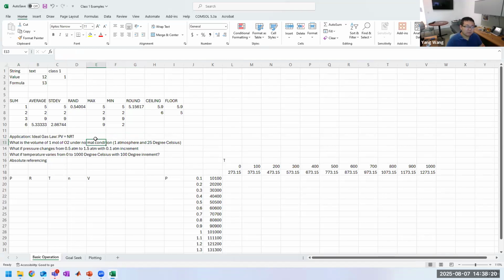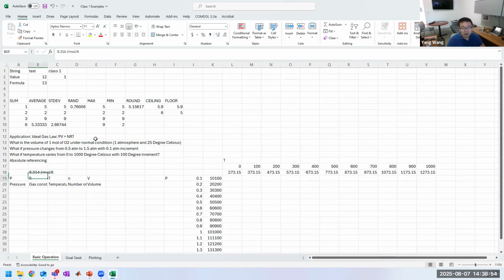So here you have P, which is pressure, right? T is temperature, right? N is the number of moles, right? V is the volume of the gas, right? R is a gas constant. So what is the value of R? The value of R is 8.314. This is the one that you normally use, right? Joule per mole per K.